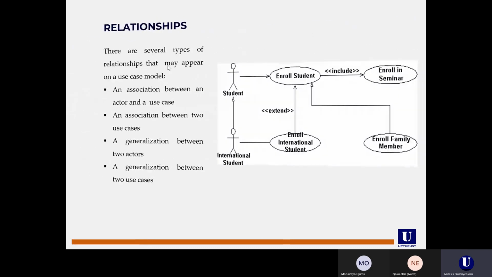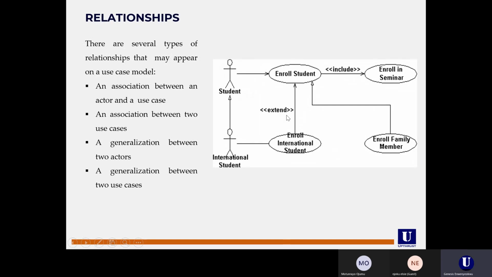So this is an extend use case. We place it below the parent or the invoking use case, which is enroll students. The extend use case here is enroll international students. We place it below the parent use case. And if you watch the way their arrows are, the arrow of the include use case is going from the parent to the include use case. But for the extend use case, the arrow is coming from the extend use case to the parent. So it's pointing to the parent.